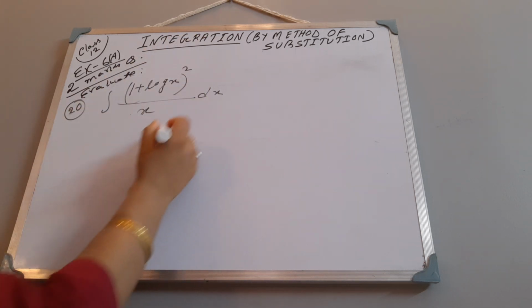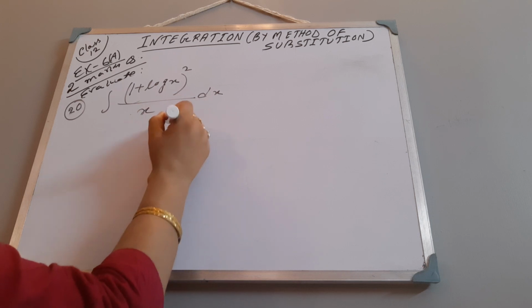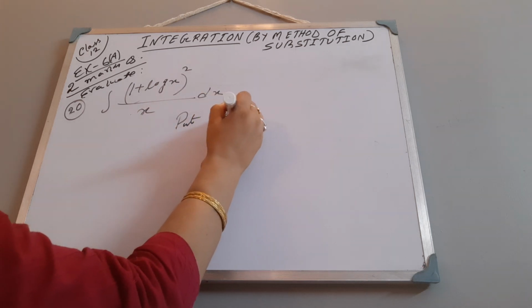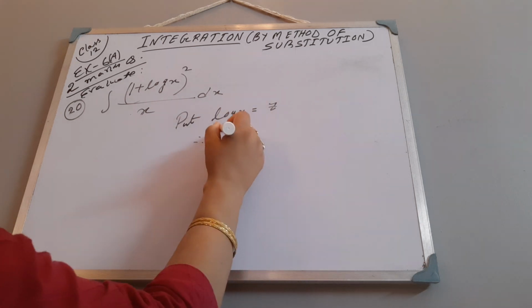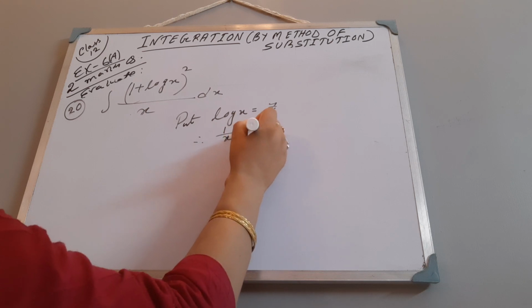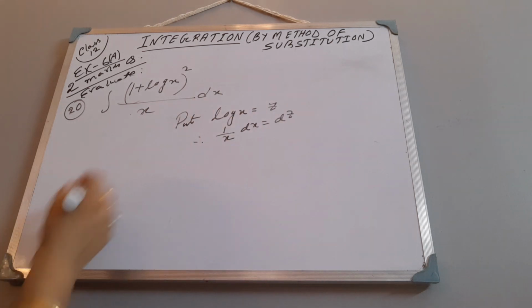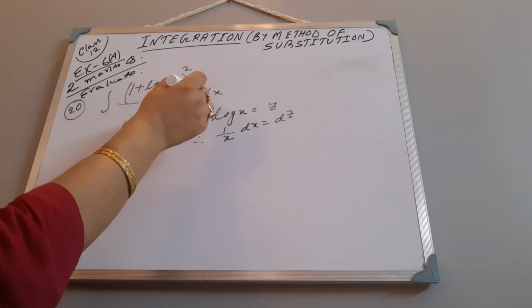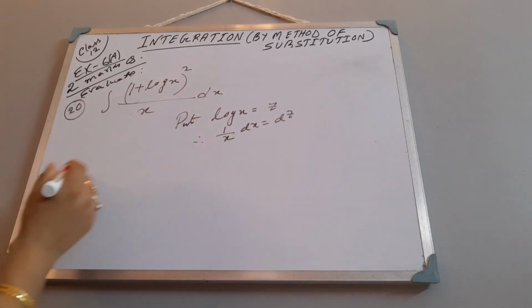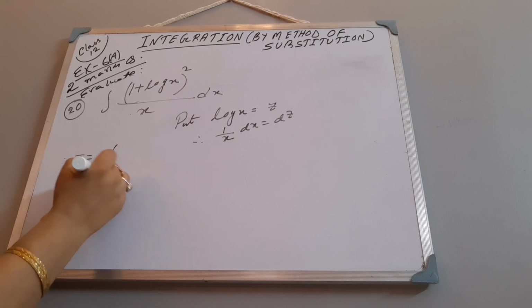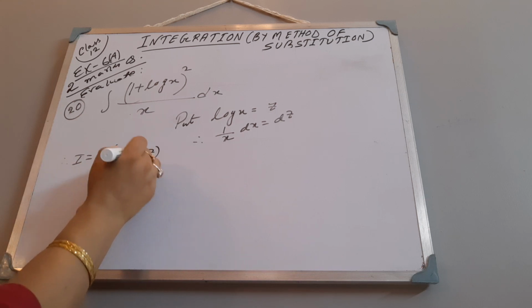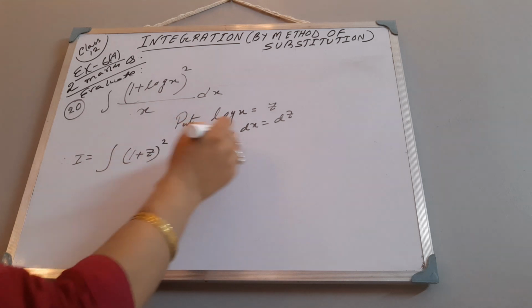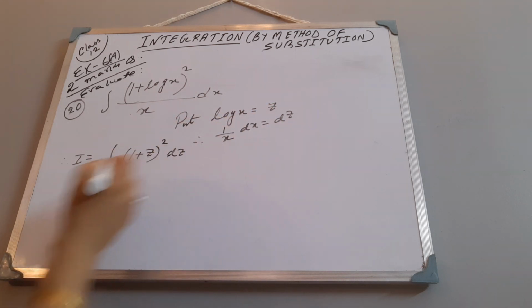What we will take as the substitution is log x, that means put log x equals z. d/dx of log x is 1 by x, so 1 by x dx is equal to dz. See, 1 by x dx is already existing there, instead of that we'll just put dz. Therefore, I is equal to, 1 plus log x means (1 plus z) whole square, and 1 by x dx is again dz only.